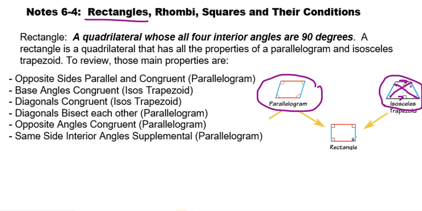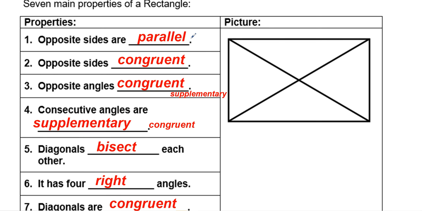So the rectangle has all those properties, and let's run through them. Opposite sides are parallel from the parallelogram. Opposite sides are congruent from the parallelogram. Opposite angles are congruent from the parallelogram. And consecutive angles are supplementary, again inherited from the parallelogram. It's like genetics. Diagonals bisect each other from the parallelogram. Now, the four angles being right is a combination of things.